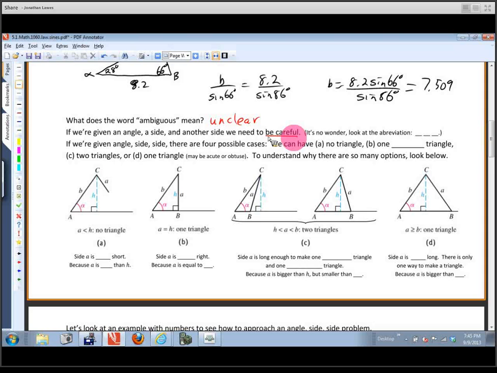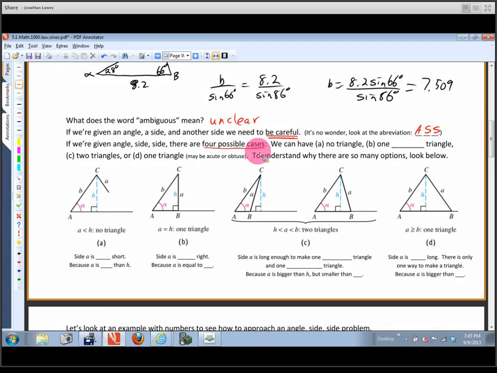And it's no wonder. Look at the abbreviation. You'd have an angle, a side, and another side. Now, in middle school and junior high, we kind of make fun of that, and yes, I did just write ASS there. But if you're given an angle and a side, you really have to be careful. And here's why: there are 4 different outcomes, and you've got to check for each one of them. But we're going to come through a process here where we can figure out which one it is.